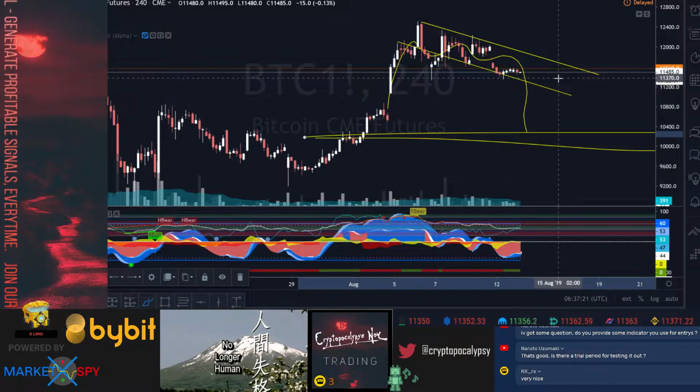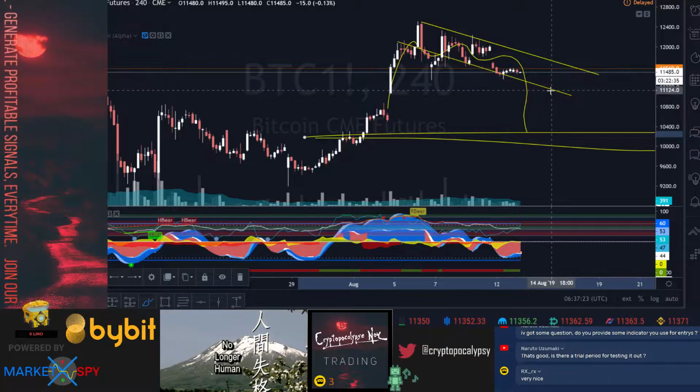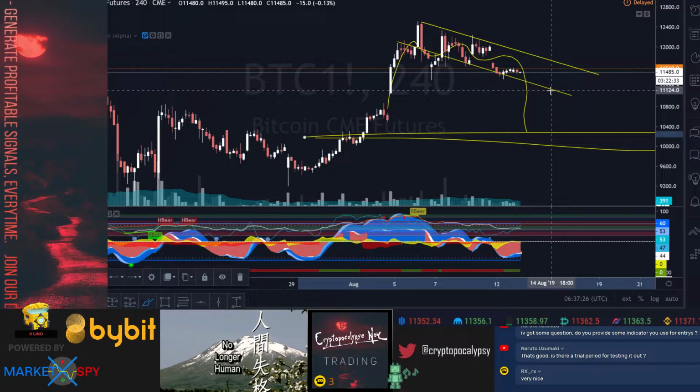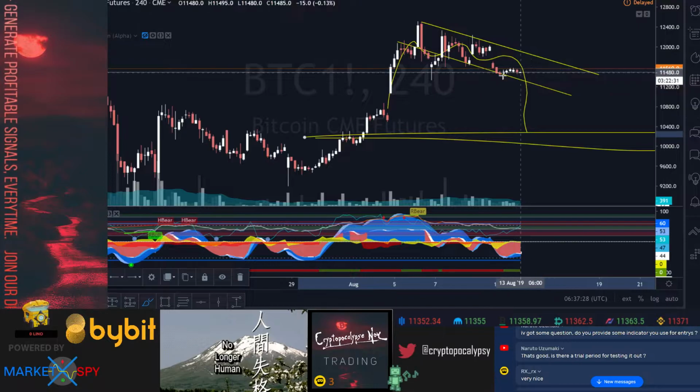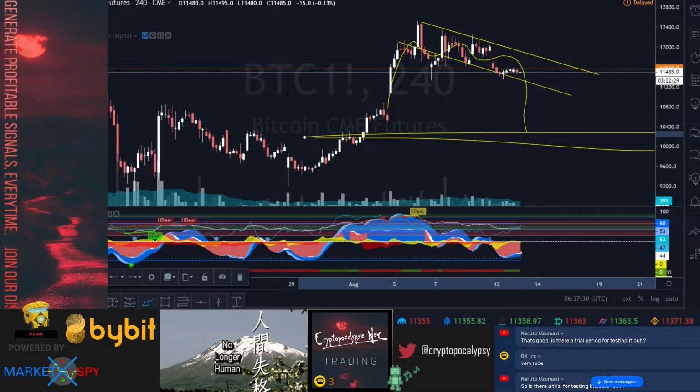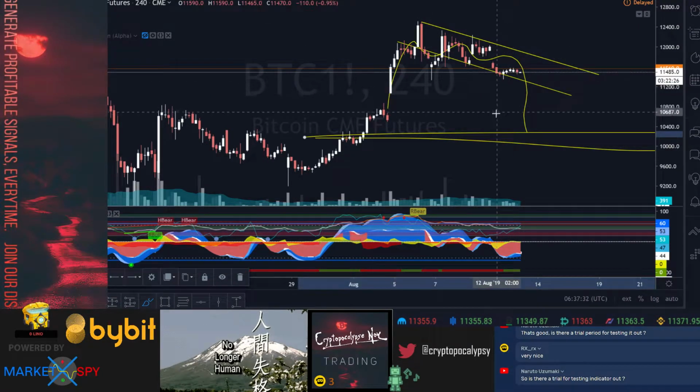But that would be a pretty significant move. That would be like a killer whale move right here, and screw a lot of people over, especially if you're taking a position in this consolidation here.